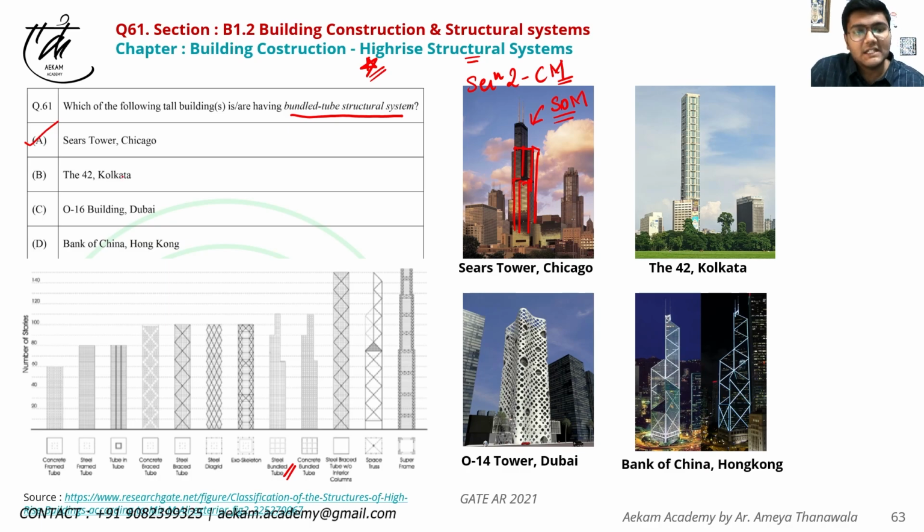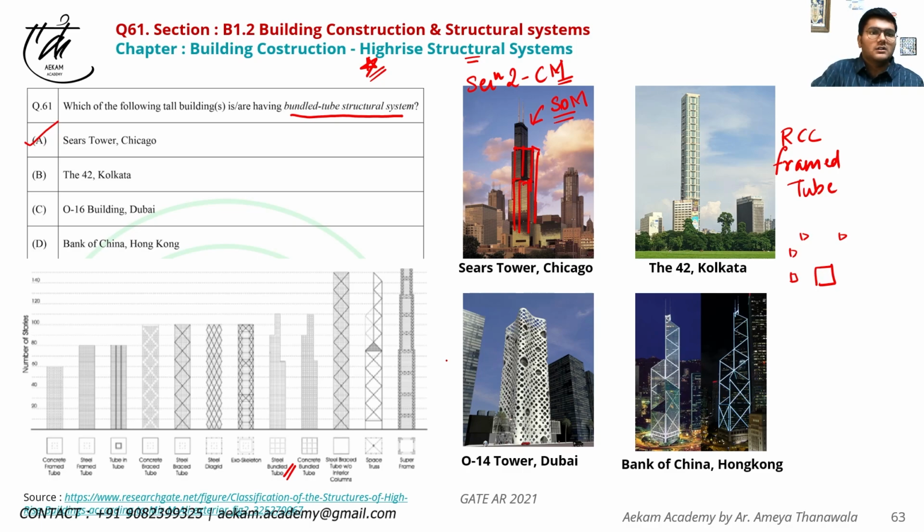The 42 Kolkata is the tallest tower in Kolkata city, but it is not a bundle tube structure. It is an RCC frame tube, a typical RCC frame tube, which has a central core, and then there are columns on the periphery. So this is not a bundle tube structural system.